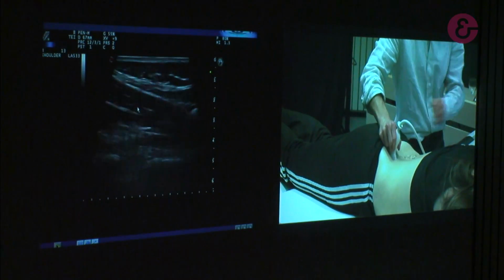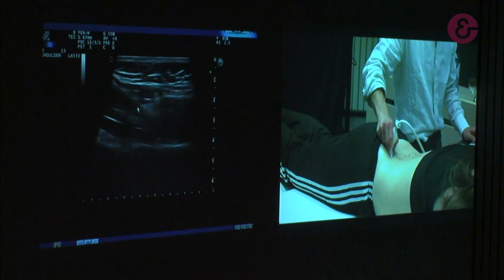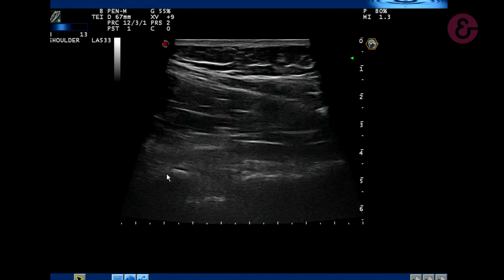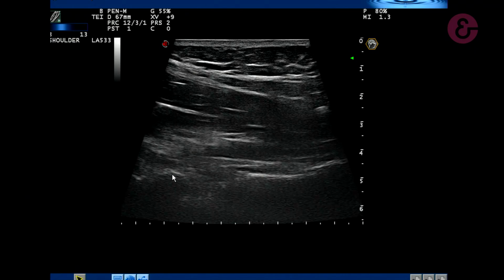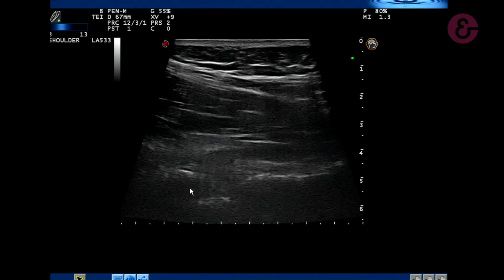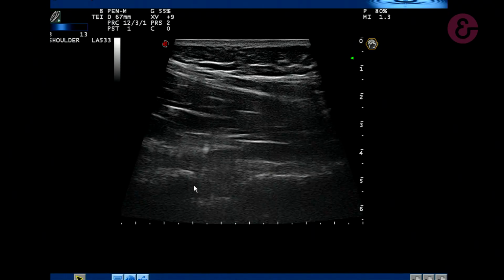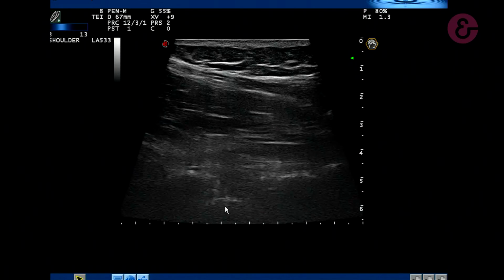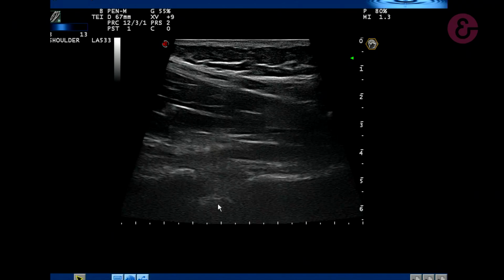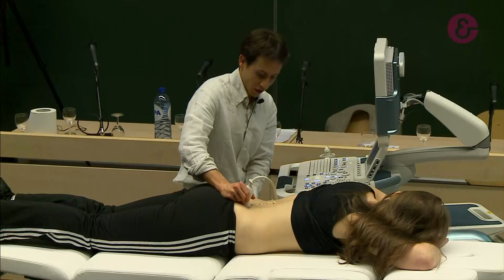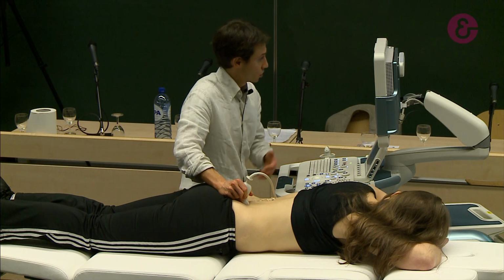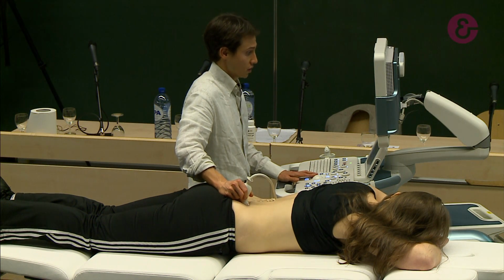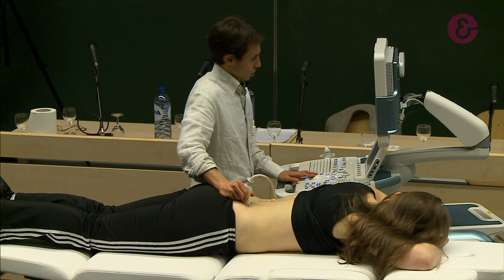So now I can turn my probe 90 degrees, and I can see my sacrum here, and here I can recognize another bone structure with a joint. This is the zygapophyseal joint between S1 and L5. If you put two pillows under the belly of the patient, you can open this space, and so you can see this image a lot better.